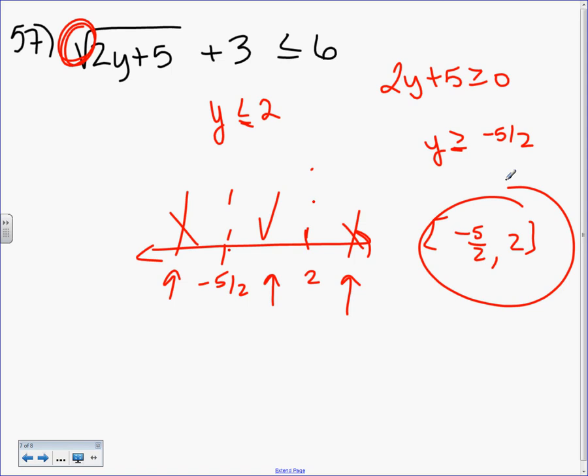Is that kind of okay? It's the exact same thing as the last one, but the answer looks different. And we only had to check it because this is an even. If this had been a cubed root, we wouldn't have to check it. We just would have kept this answer and written it in interval notation. It's only with the even ones that you have to check.